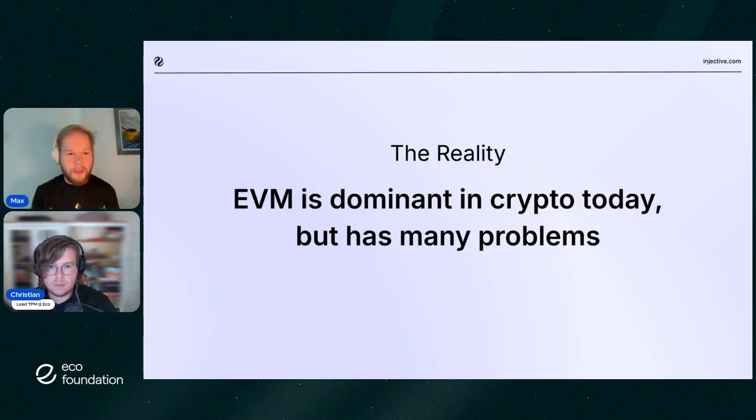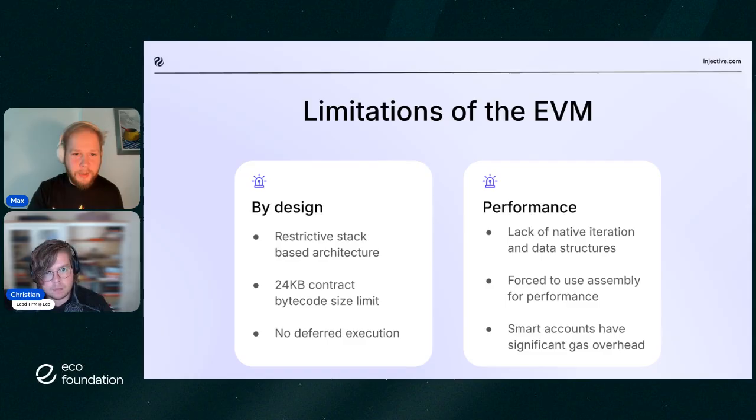So it's apparent that EVM is actually dominant in crypto today, but it has many problems. If you choose EVM, you have some limitations in practice. Some of them are by design, like certain execution limitations, such as the stack-based architecture. You cannot introduce a lot of variables inside a function, which you should not have to care about as a developer, but you have to. There's also a limitation on bytecode size, the contract size.